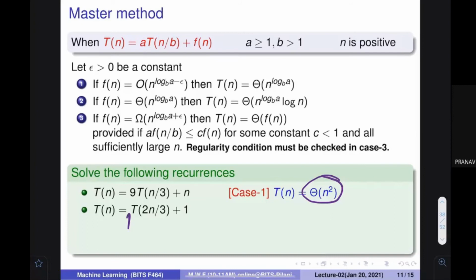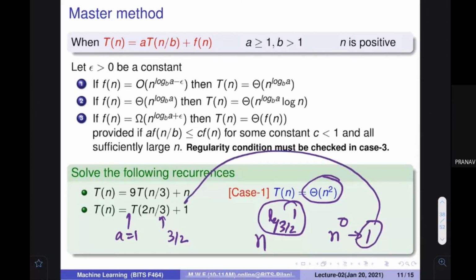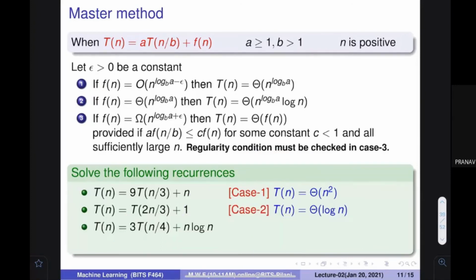Here a is equal to 1 and b is equal to 3 by 2. You have to find out n to the power log of 1 at the base 3 by 2, and you know that log of 1 is 0, therefore it is n to the power 0. N to the power 0 is 1, and you compare this one with this one, you see that they are equal, so therefore it is case 2. When they are equal, then you multiply the function by log of n. So the function is 1, so the answer is order of log n. It is case 2.